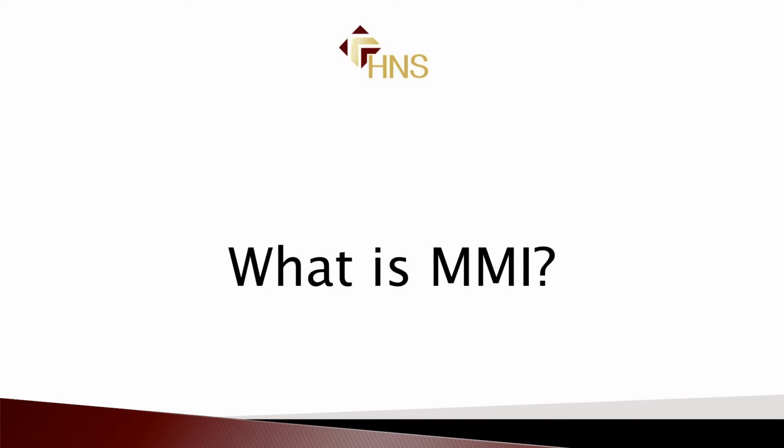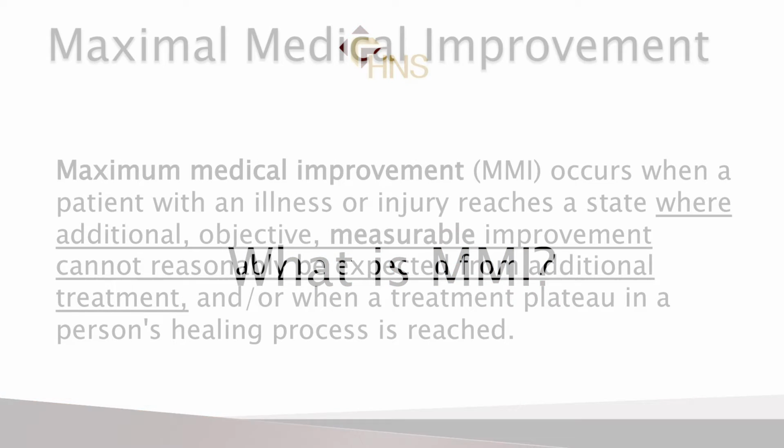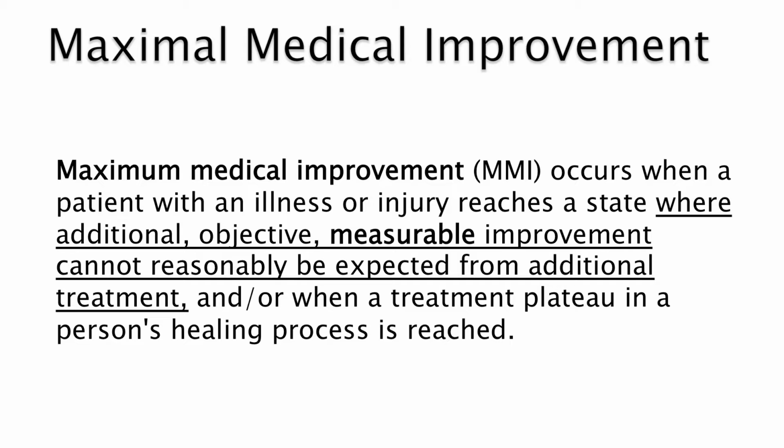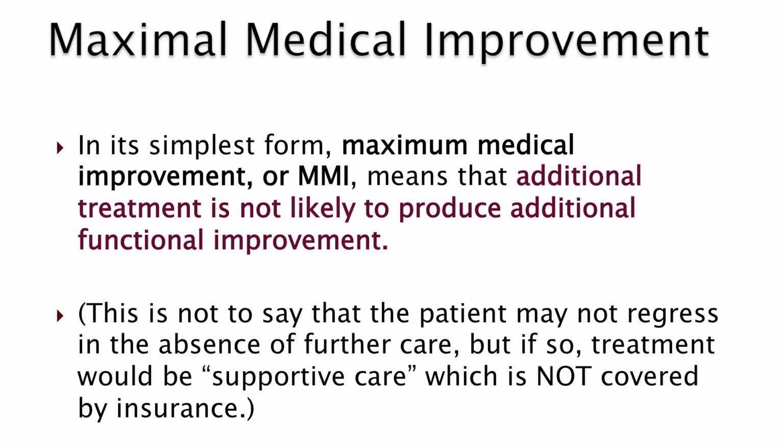So what is MMI? Maximum medical improvement occurs when a patient with an illness reaches a state where additional objective measurable improvement cannot reasonably be expected from additional treatment, and/or when a treatment plateau in a person's healing process is reached. In its simplest form, MMI means that additional treatment is not likely to produce additional functional improvement. And this is not to say that the patient may not regress in the absence of further care, but if so, treatment would be supportive, which is not covered by insurance.